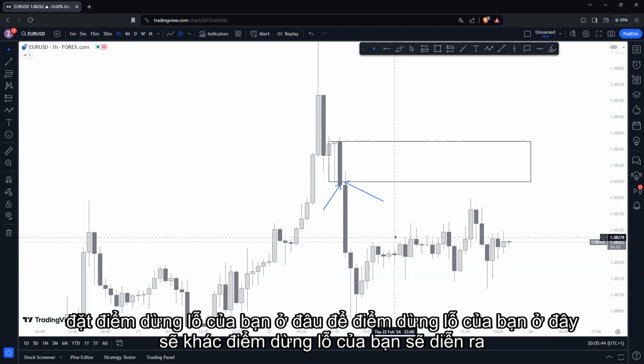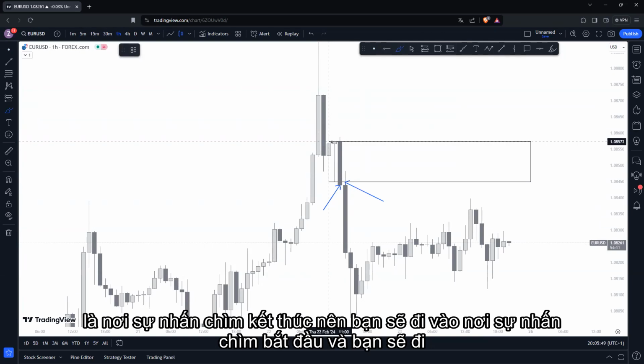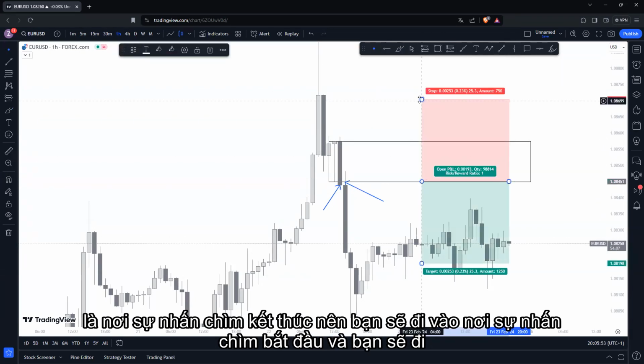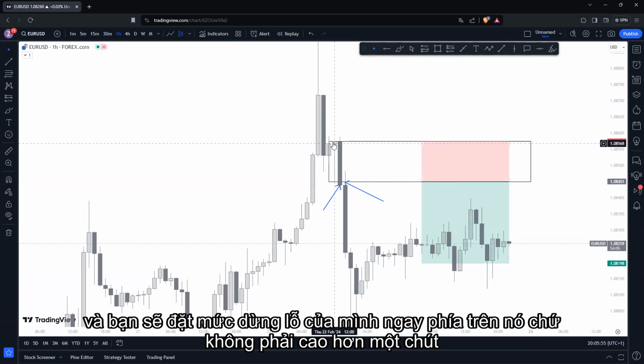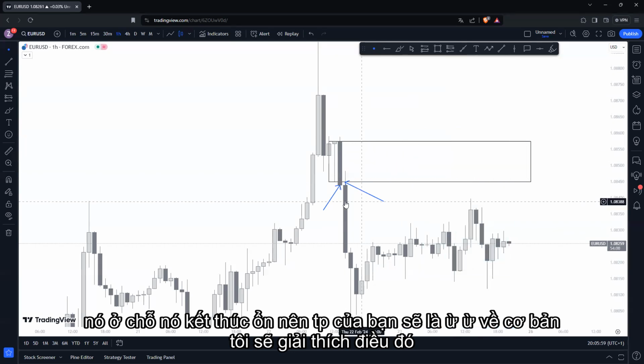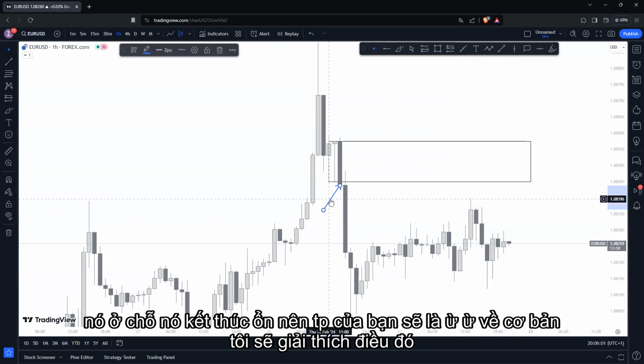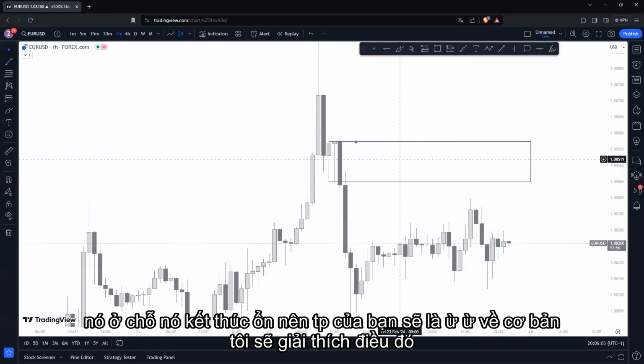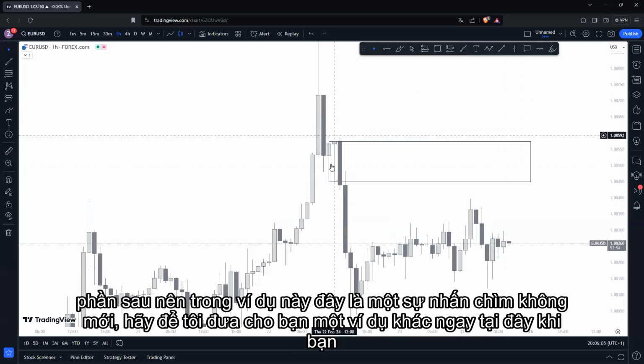I'm going to show you where to put your stop loss. So your stop loss here is going to be different. Your stop loss is going to be where the engulf ends. So you're going to be entering where the engulf starts, and you're going to be putting your stop loss just above it, right? Not slightly above it, on where it ends, okay? So your TP is going to be, basically I'm going to explain that later. So in this example, this is an unfresh engulf.